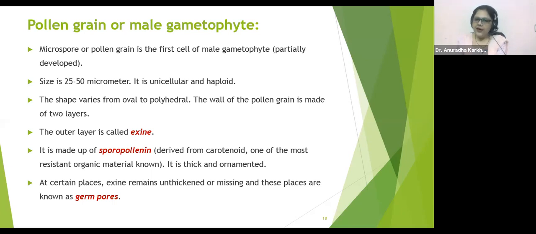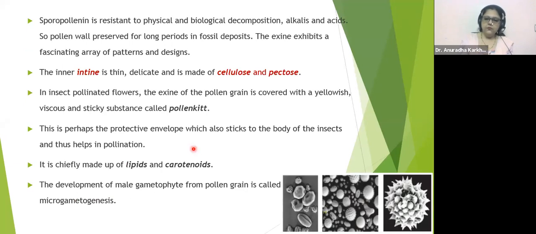What are they going to be called? Germ pores. So what are germ pores? The part of the exine which does not have any sporopollenin deposition. That particular part will be called a germ pore. I'll show you what a germ pore is eventually. Don't worry. Okay, here it's not there. I'll draw it for you all and show you how the germ pore looks.